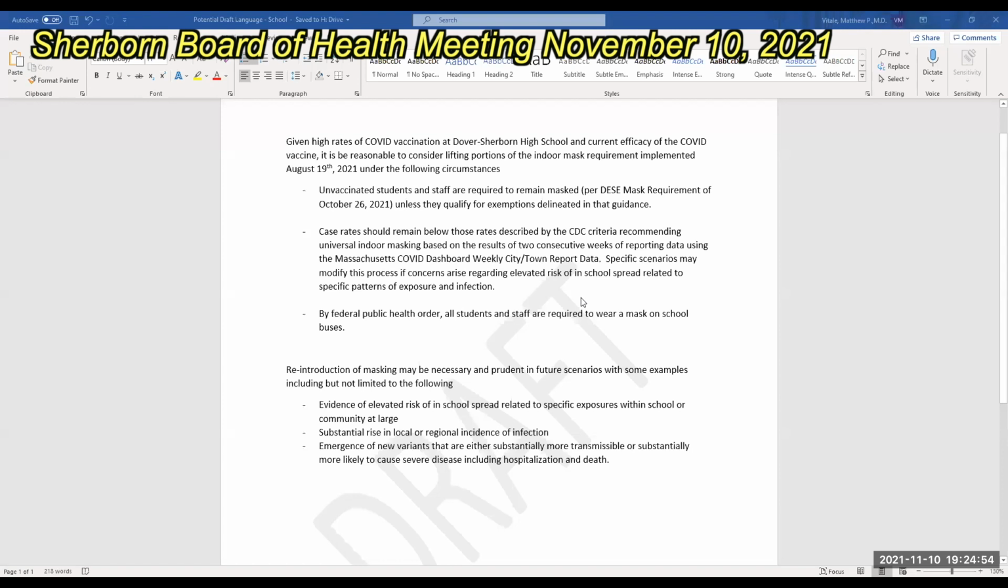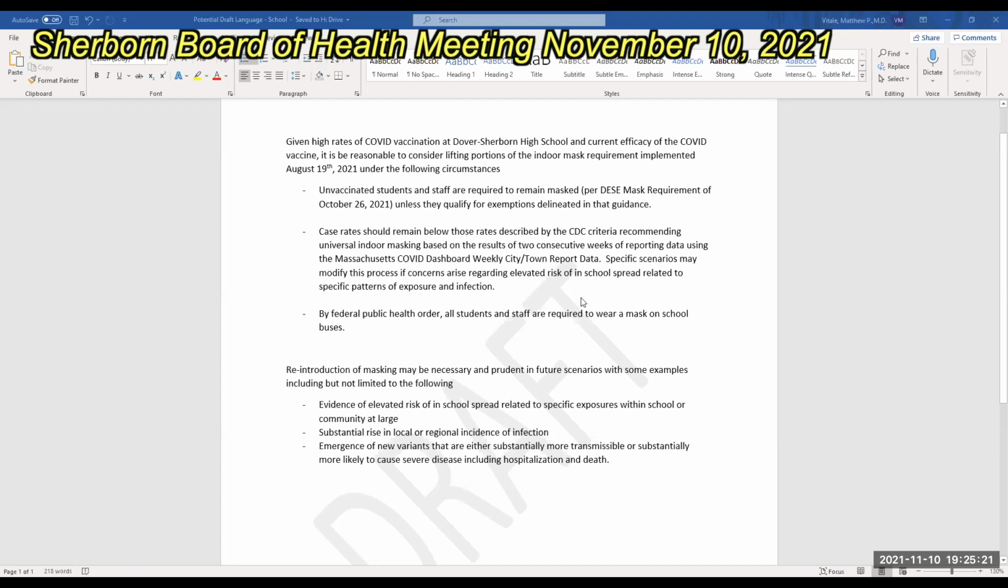I think one of the points that was raised when we talked about masking at the beginning of the school year is families that felt understandably frustrated as that hadn't matched the expectations they had for what they thought school would look like. And I think it's important as we do this step to recognize there may be circumstances where we need to put masks back on. So reintroduction of masking may be necessary and prudent in future scenarios, with some examples including, but not limited to, the following.